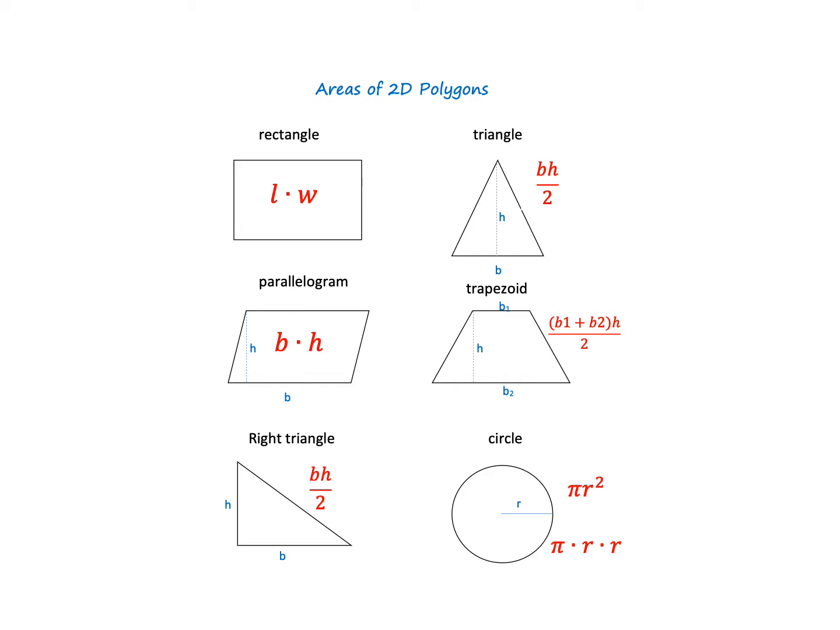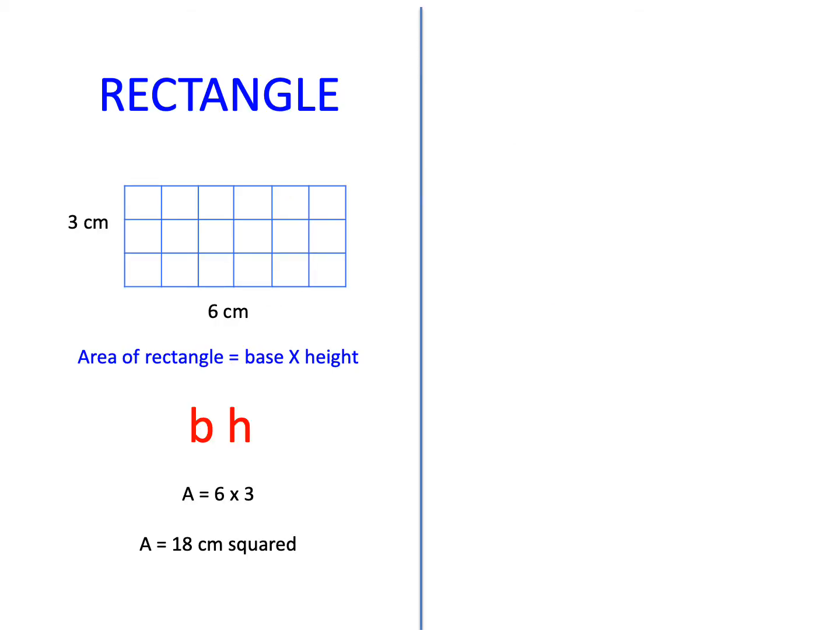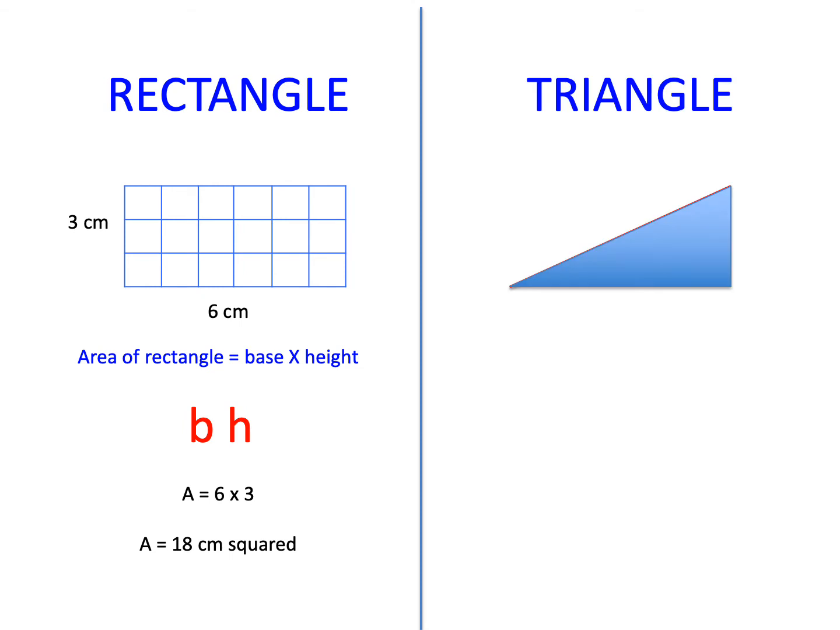The two-dimensional polygons would include shapes such as rectangles, triangles, parallelograms, and trapezoids. We also have circles, but circles are technically not polygons because they are not composed of straight edges. The rectangle has an area of base times height. The rectangle, as we mentioned in the last video, is very easy to see the area because you can see that in square units, this would be 18 square units. 6 times 3, 18 square units, or 18 centimeters squared.